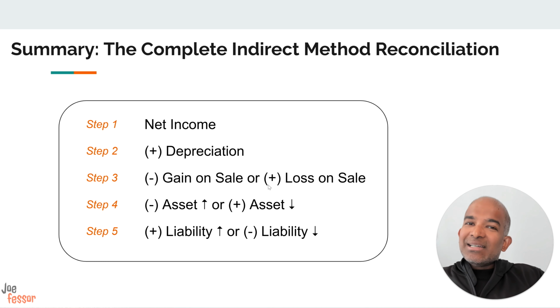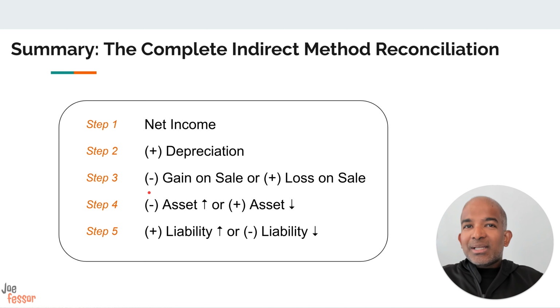If an asset increases, you subtract that increase because an asset increase means you recorded more revenue than you collected in cash. If a liability increases, you add that increase because a liability increase means you recorded an expense but paid less cash than that expense.